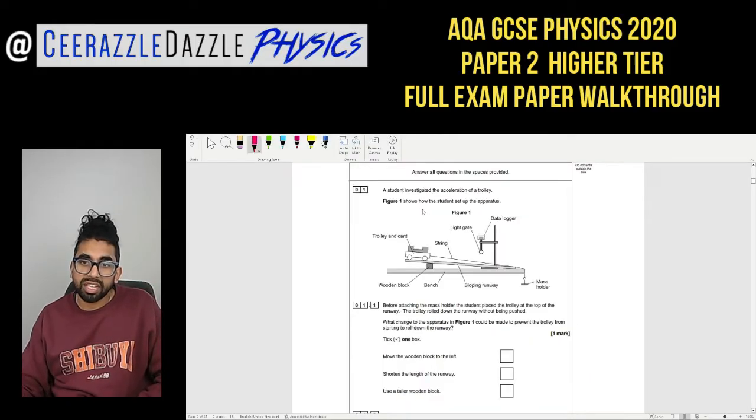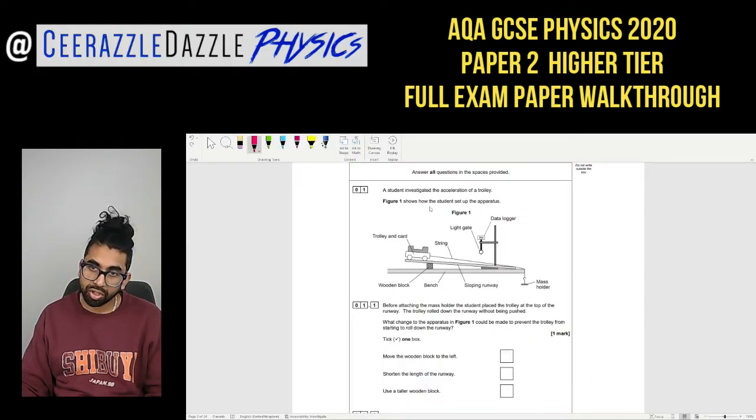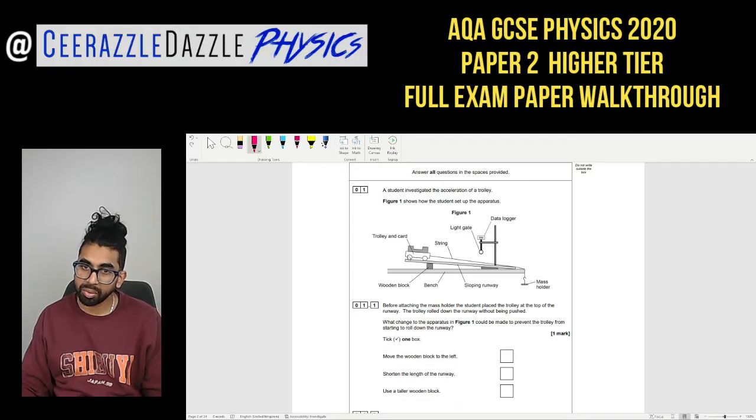1. A student investigated the acceleration of a trolley. Figure 1 shows how the student set up the apparatus. So here we have the trolley, we have a ramp, and over here we've got a data log and the light gate. Wooden block, bench, sloping runway, a mass holder here. So you're going to add masses over here, and it's going to pull the trolley down here.